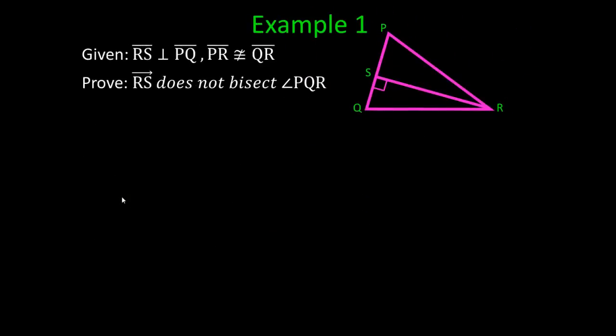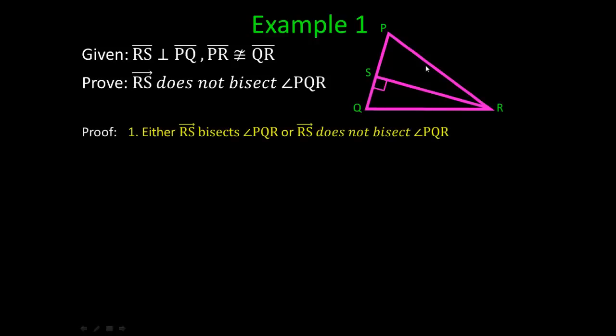So let's take a look at another example. We are given that segment RS is perpendicular to segment PQ, and that segment PR is not congruent to segment QR. So I would have to get rid of that. So let's do that. And we need to prove that ray RS does not bisect angle PQR. So again, we start with our first step. Either ray RS bisects PQR, or ray RS does not bisect PQR. Since our proof says does not bisect, we're going to go with that it does bisect.